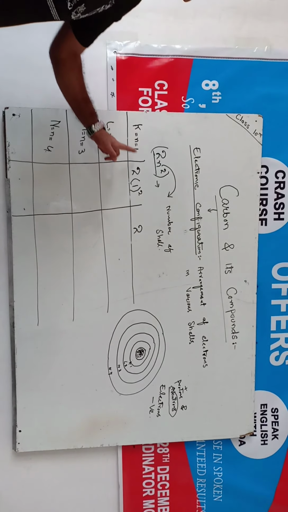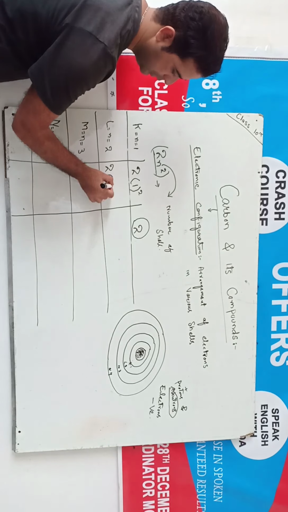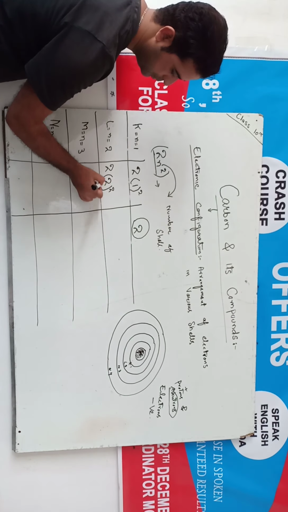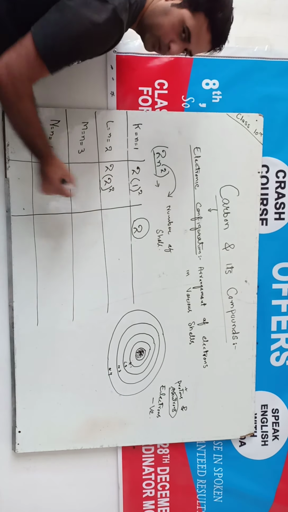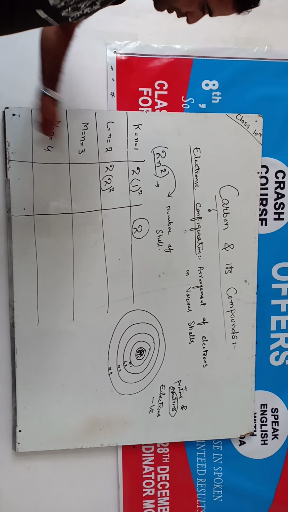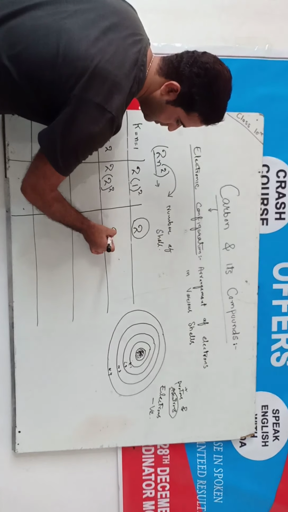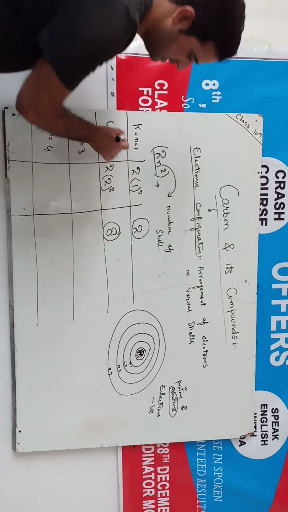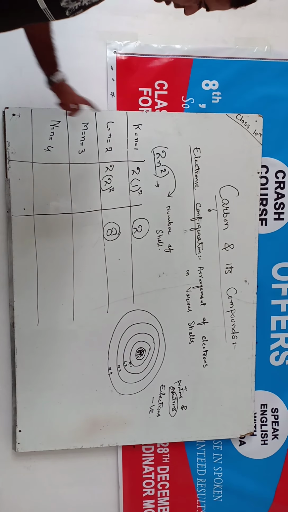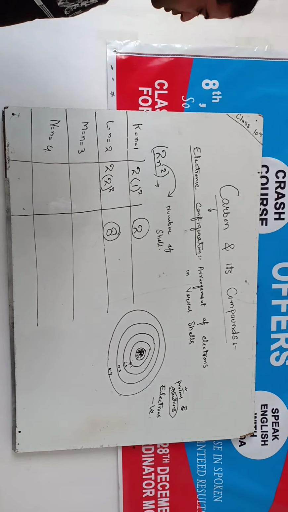Now simplifying 2n square for L, 2 into n squared, here n is equal to 2. 2 into 2 raised to the power 2. So 2 into 2, 4. 4 into 2, 8. That is 8. That means L shell can accommodate a maximum of 8 electrons.